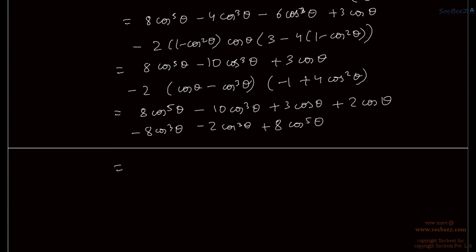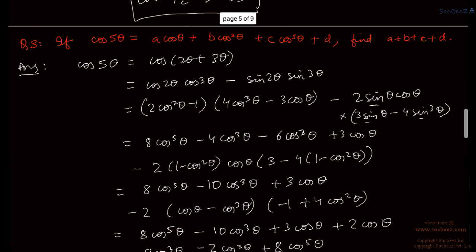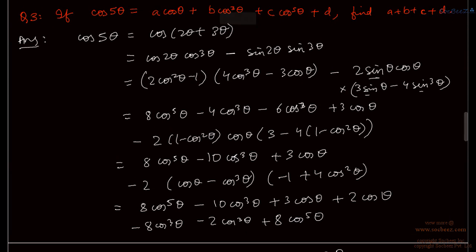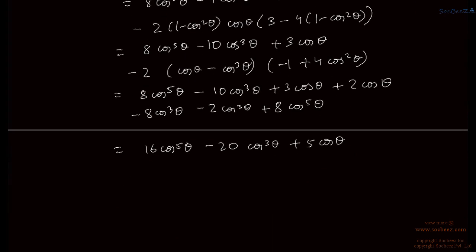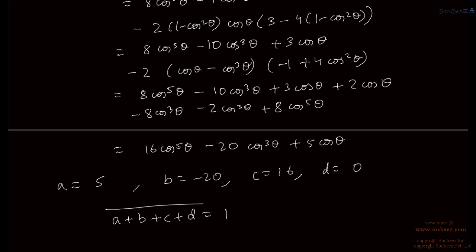So let's arrange all the terms now. 8 becomes 16cos⁵θ, minus 10 minus 8 minus 2, so minus 20cos³θ, 3 and 2 gives us 5cos θ. Okay, so now we have got that in the form we desired: a cos θ plus b cos³θ plus c cos⁵θ plus d. Now we can compare all the coefficients, and we get that a is equal to 5, the coefficient of cos θ, b is equal to minus 20, c is equal to 16, d is equal to 0. There is no constant here, it's always dependent on θ. So the final relation we need is a plus b plus c plus d, which is 5 minus 20 plus 16 plus 0.